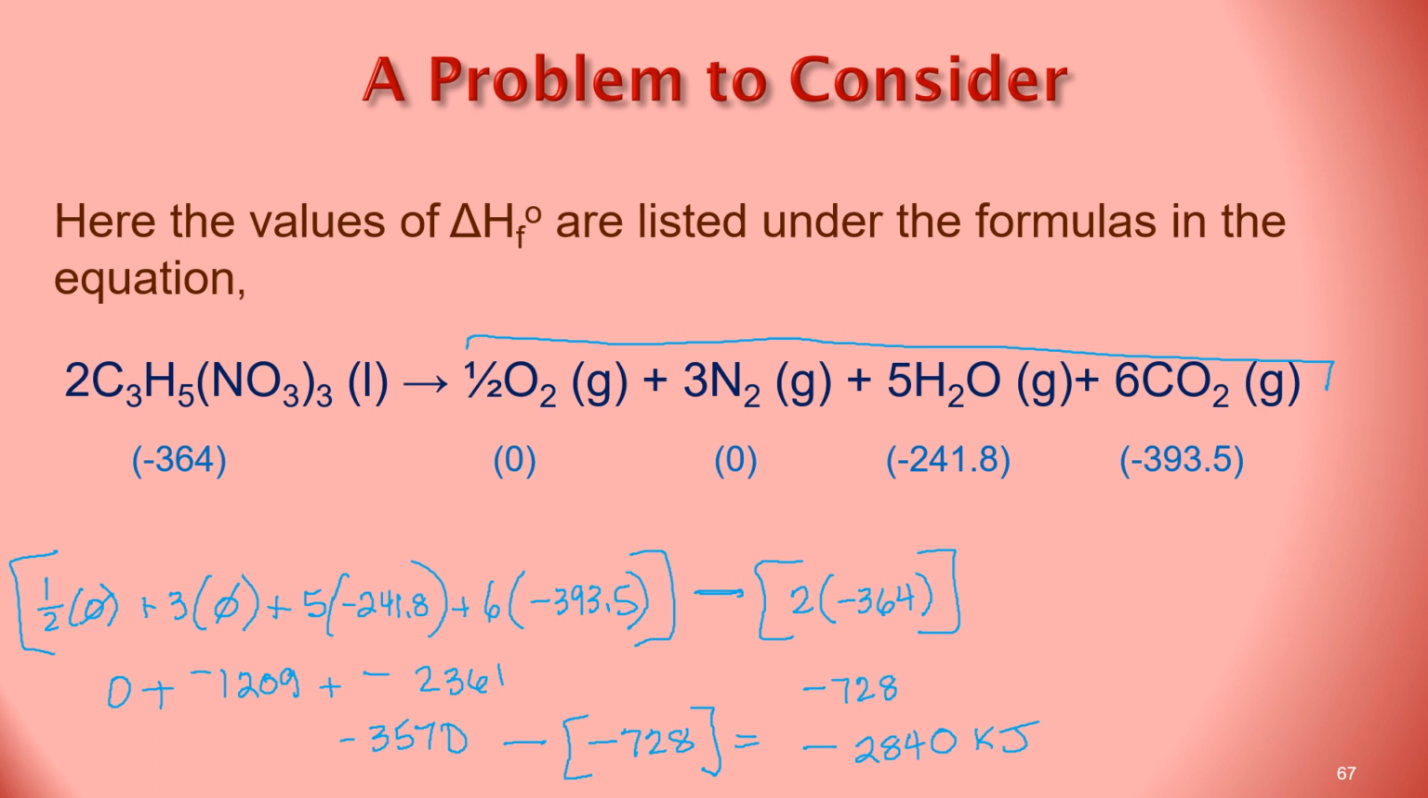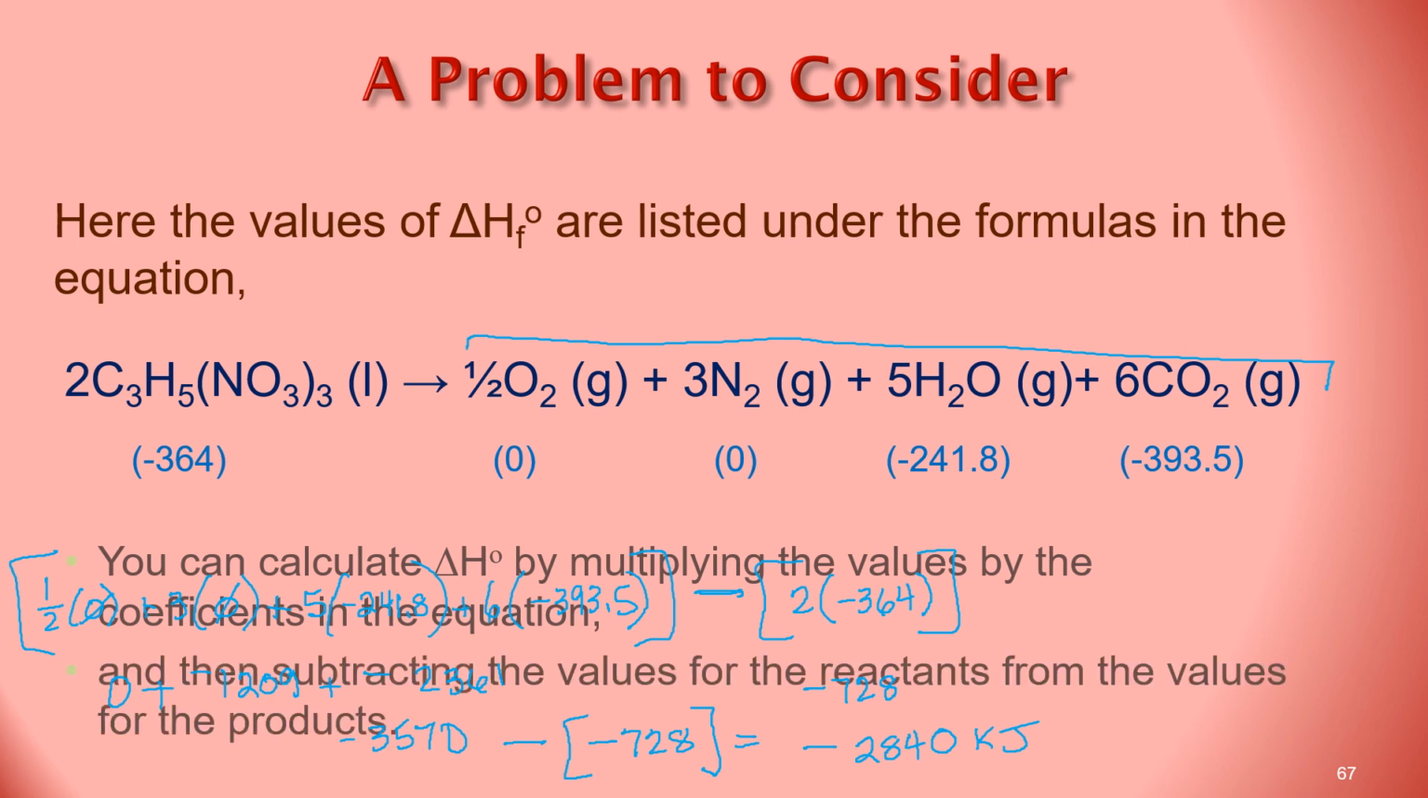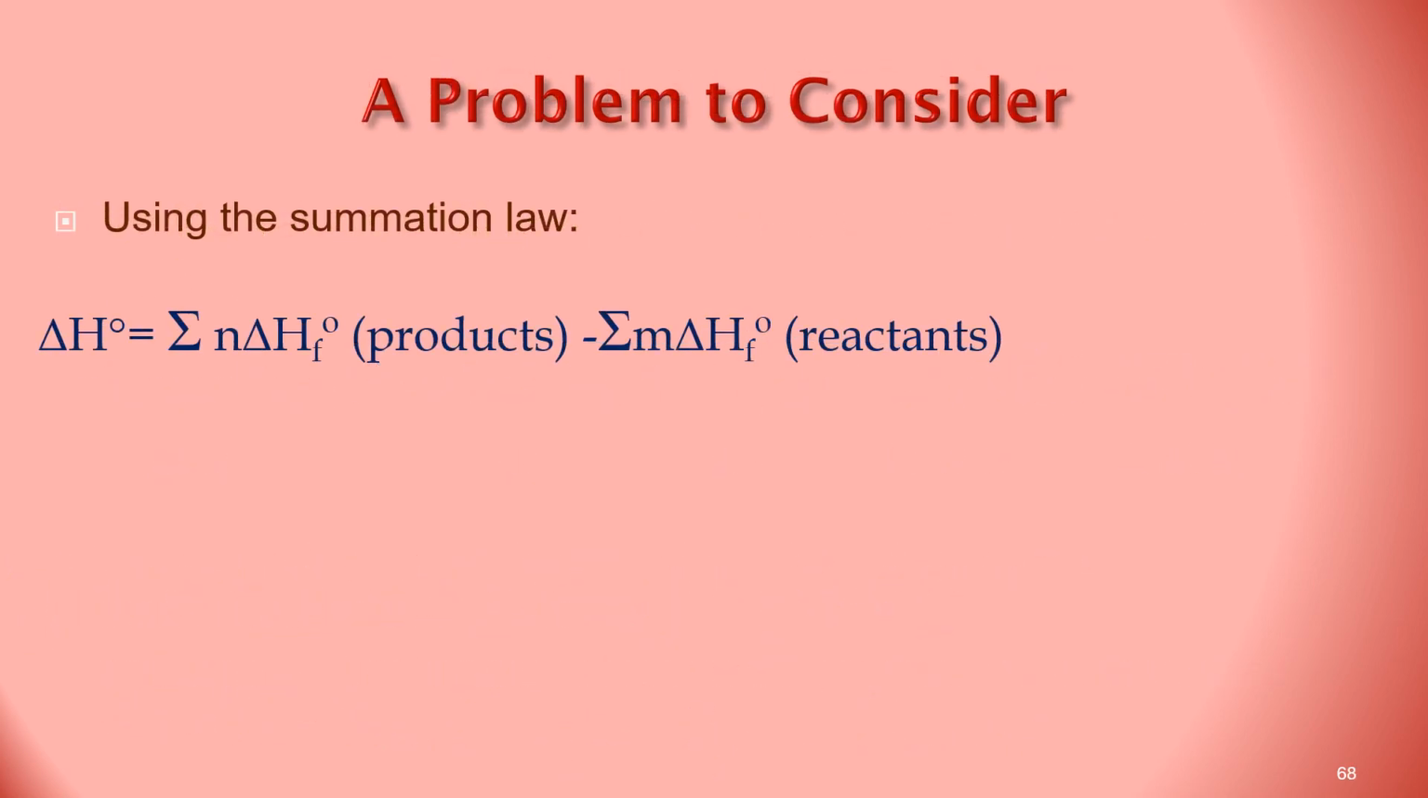I think I worked through this on the next slide as well, so I'll go through it again there, and I think I have some more words that'll pop up. But okay, so you can calculate delta H by multiplying the values by the coefficients in the equation and then subtracting reactants from the products, products minus reactants. All right. Okay, so yeah, I've got it here.